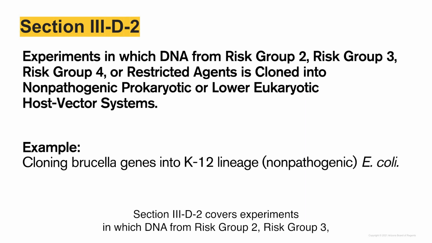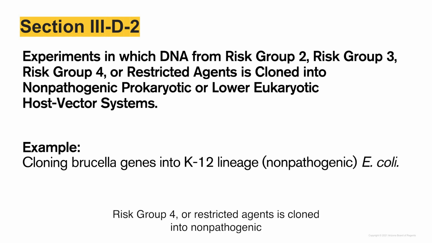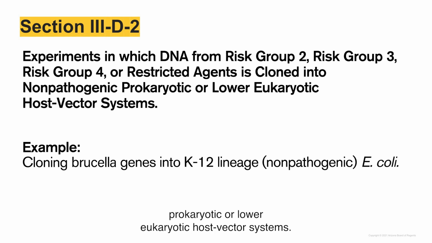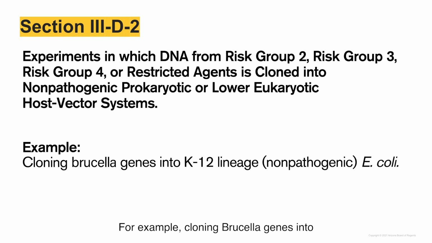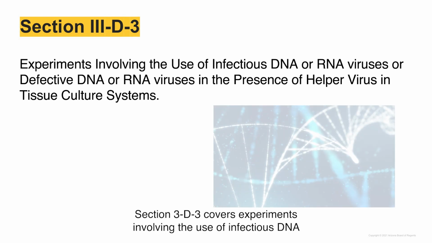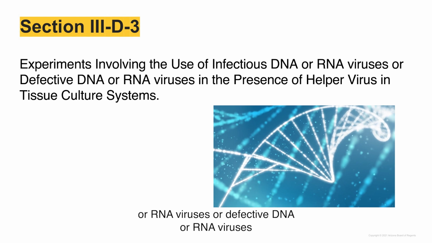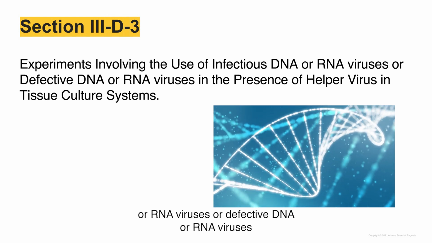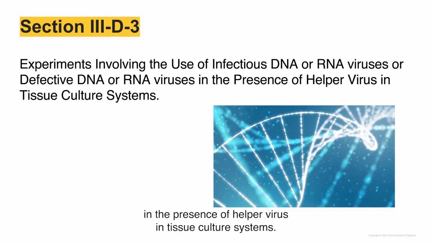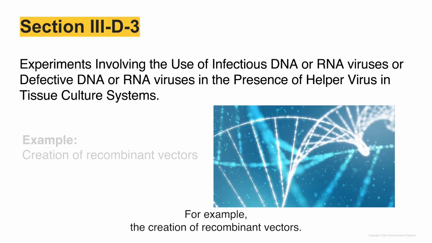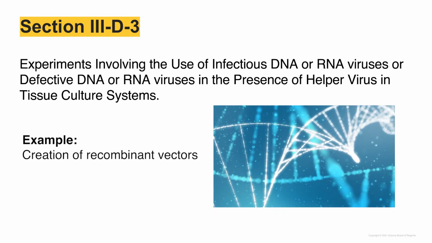Section 3D2 covers experiments in which DNA from Risk Group 2, Risk Group 3, Risk Group 4, or restricted agents is cloned into non-pathogenic prokaryotic or lower eukaryotic host vector systems. For example, cloning Brucella genes into K12 lineage non-pathogenic E. coli. Section 3D3 covers experiments involving the use of infectious DNA or RNA viruses or defective DNA or RNA viruses in the presence of helper virus in tissue culture systems. For example, the creation of recombinant vectors.